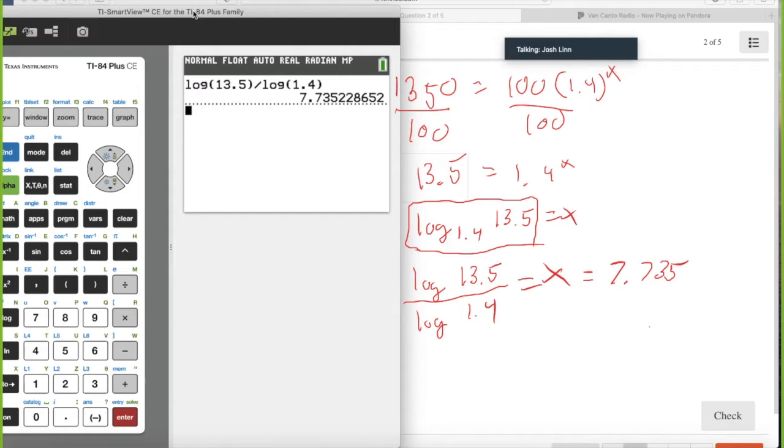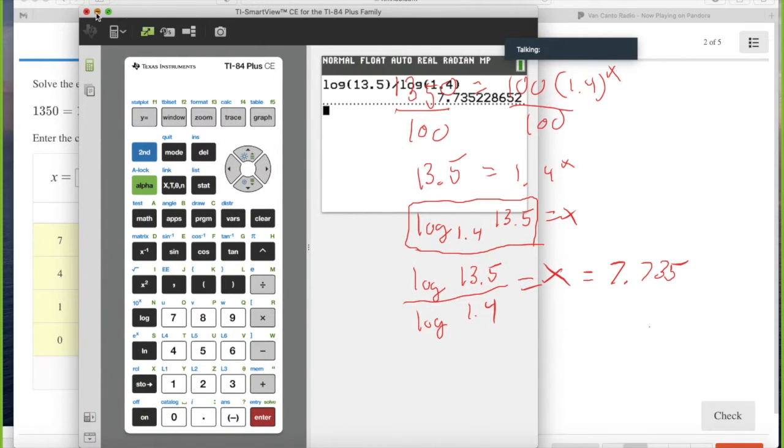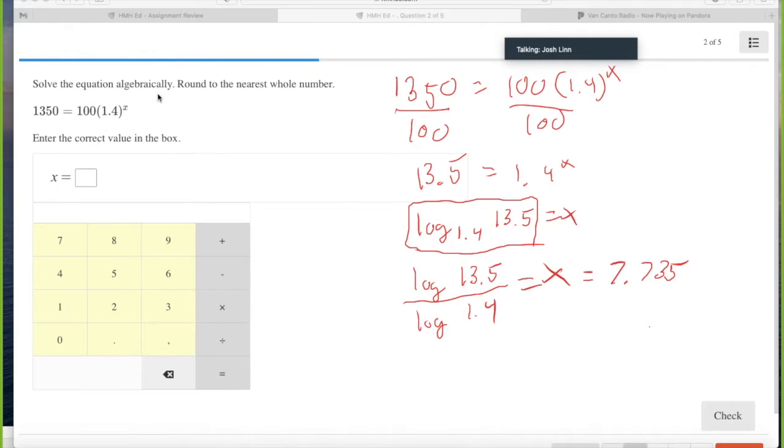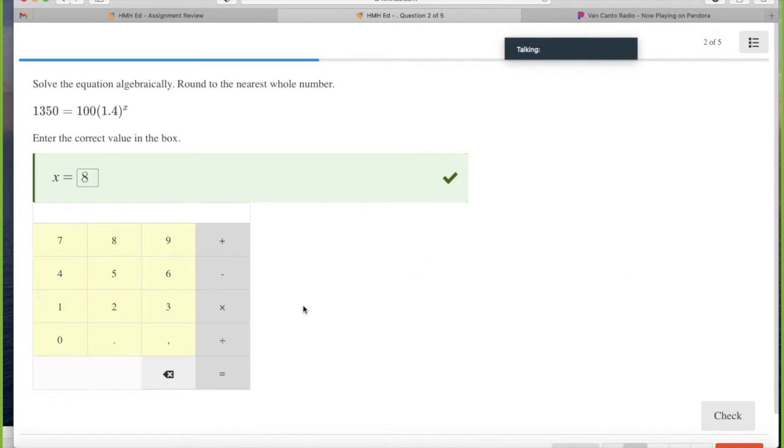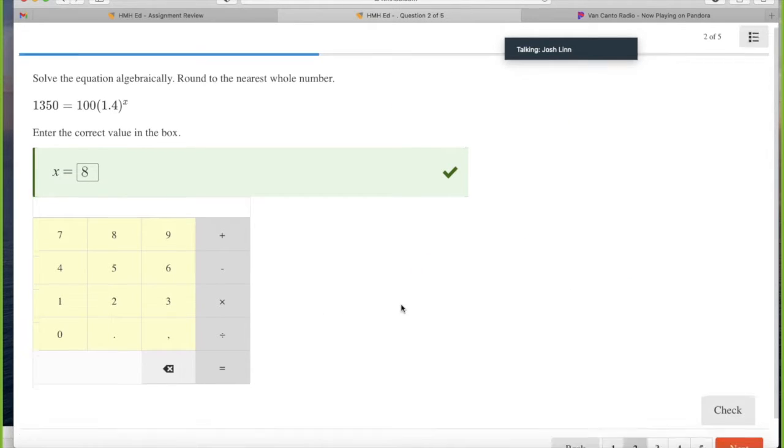7.735. And it says round to the nearest whole number. 7.7 will round to 8. Algebra. I love it.